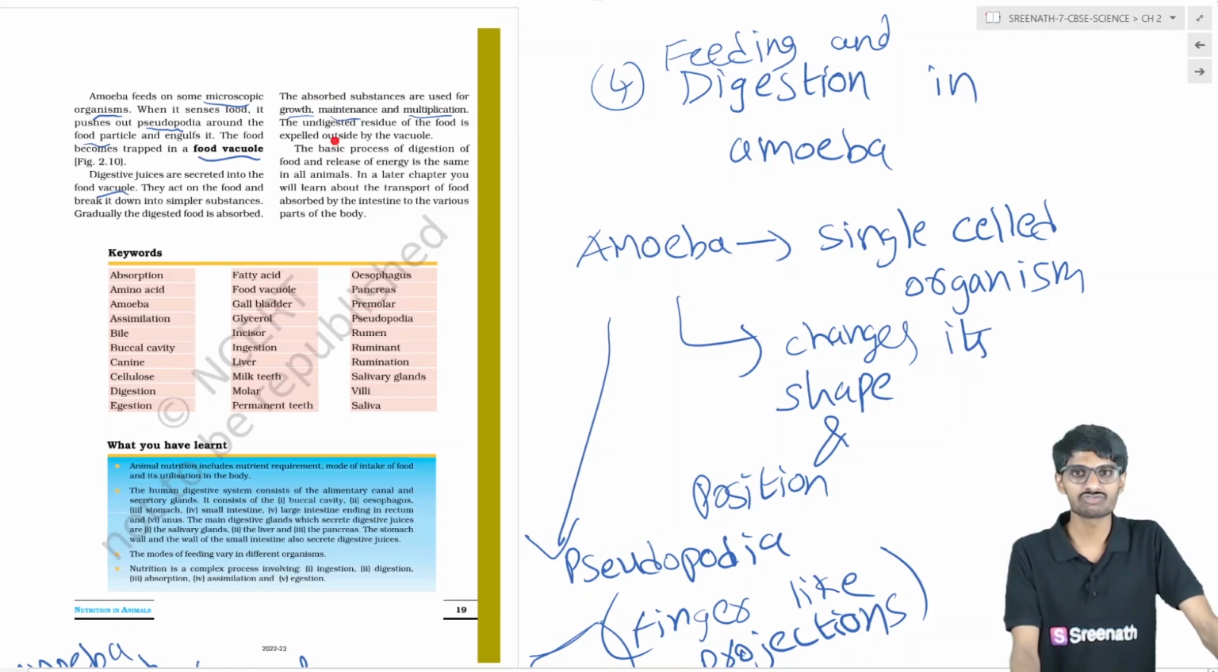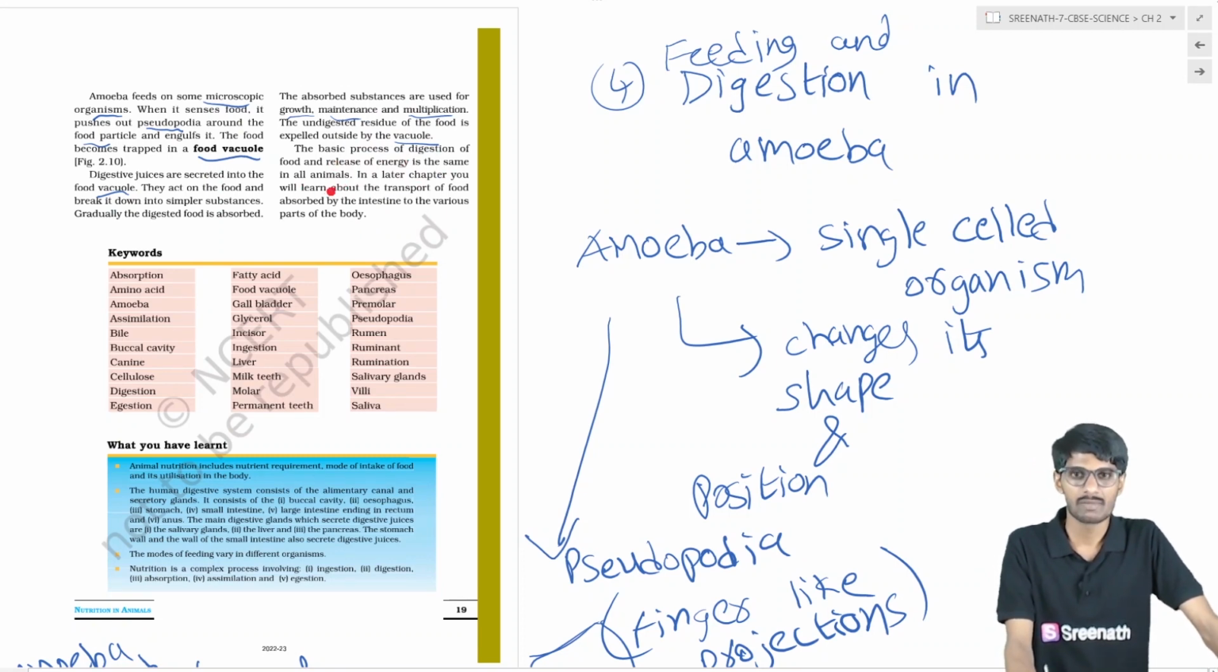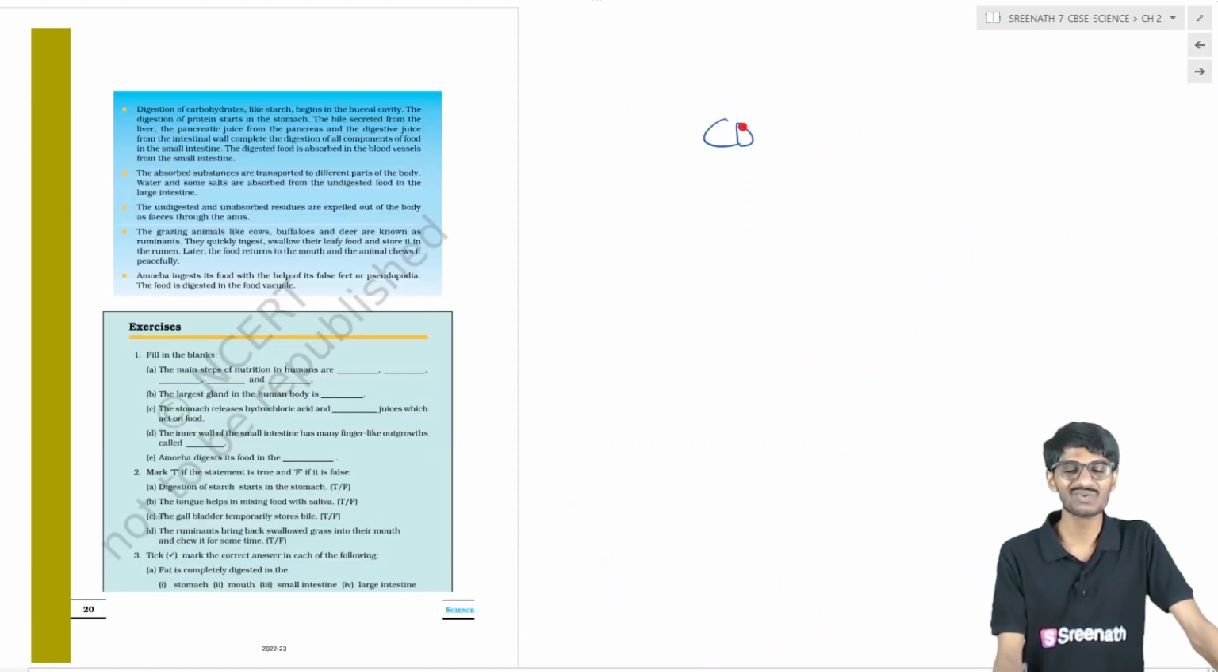And how does the undigested food go out? The undigested residue of the food is expelled outside by the vacuole. Basically the process of digestion of food and release of energy is somewhat the same in all animals. So this is all about this chapter, students. Finally we have completed our chapter.